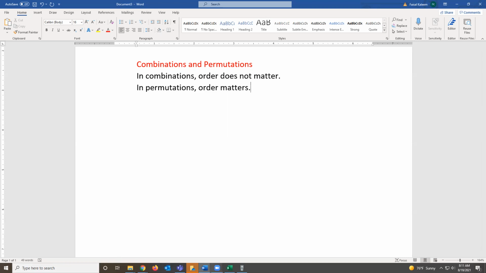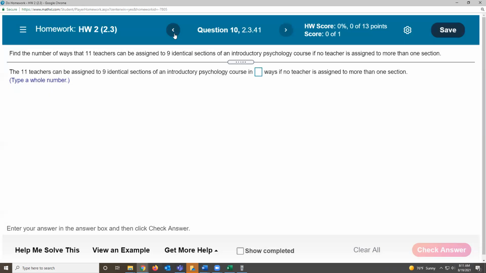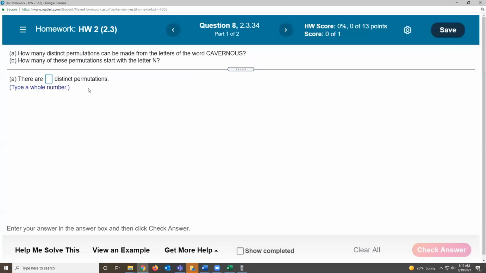So let's look at a problem here. How many distinct permutations can be made from the letters of the word cavernous? So in this case, all these letters are different. And now this can be done in a permutation way. 1, 2, 3, 4, 5, 6, 7, 8, 9. So you have 9 distinct letters.